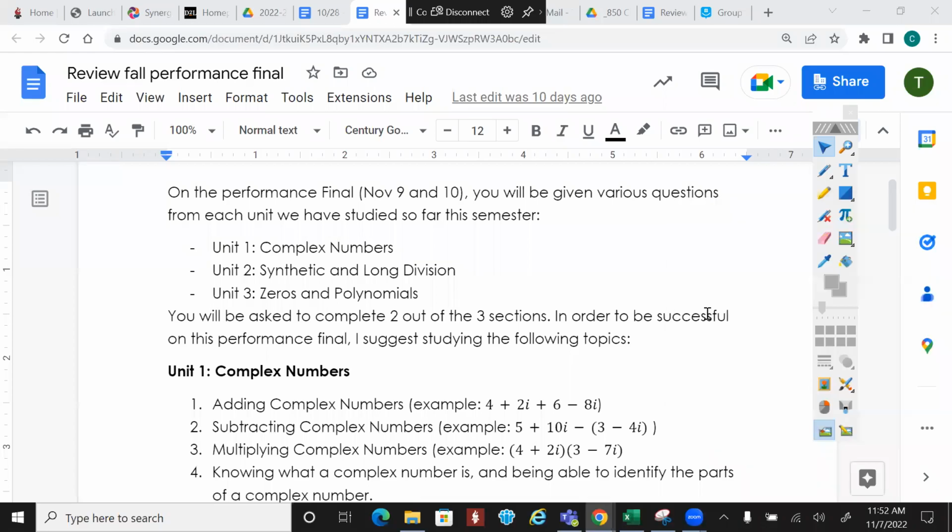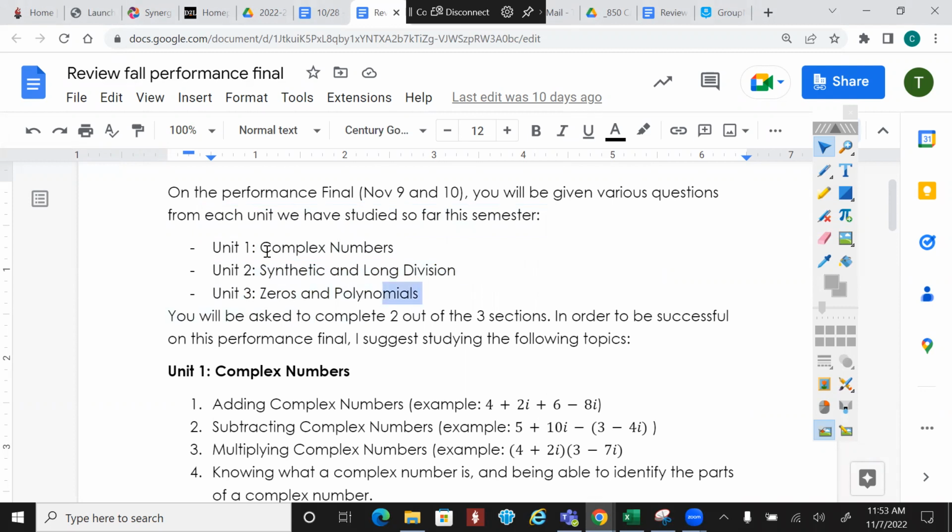So on your performance final, you're going to be given 3 questions. You're going to answer 2 out of the 3 questions, but you're going to answer by unit. There's 3 units, and here are the different types. You've got complex numbers, synthetic and long division, and zeros and polynomials. You have to complete 2 out of the 3. So you could do the first 2, that's totally fine. You can do the last 2, that's fine, or you could do 1 and then 3. That's fine, as long as you answer them fully.